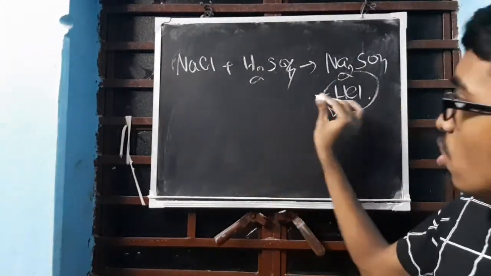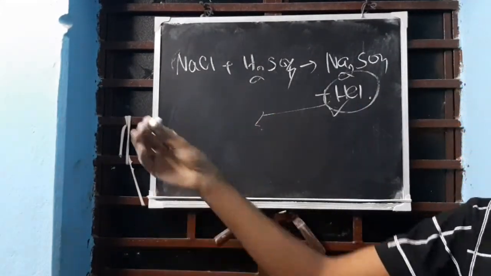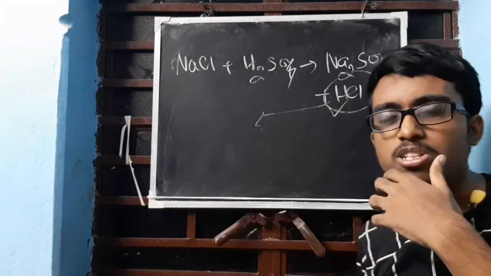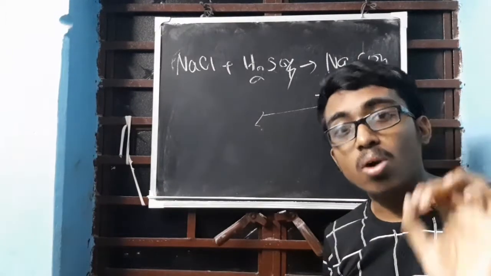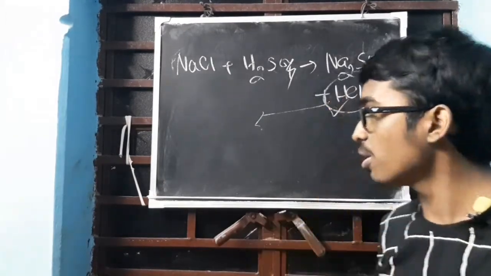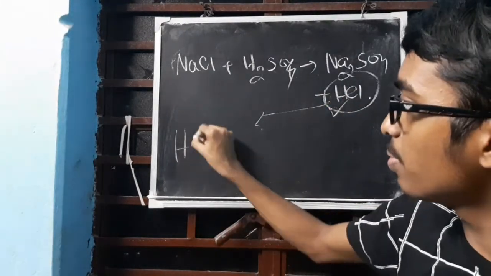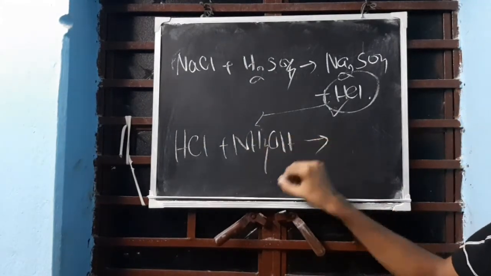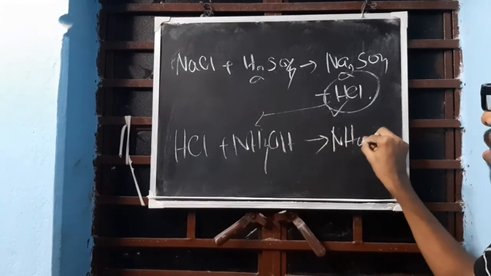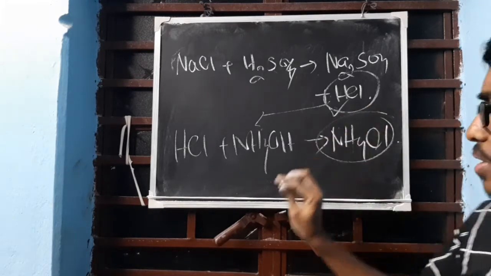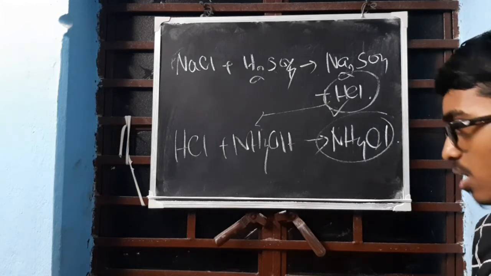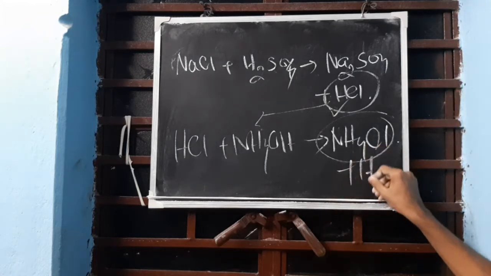What will you do? You will bring in front of the mouth of the test tube the rod dipped in ammonium hydroxide. So what will happen? If this is the reaction, NH4OH, what will be formed? NH4Cl. Here, I am concerned with this. Products are different also. Clear? So it will form NH4Cl. Obviously, water is also there.